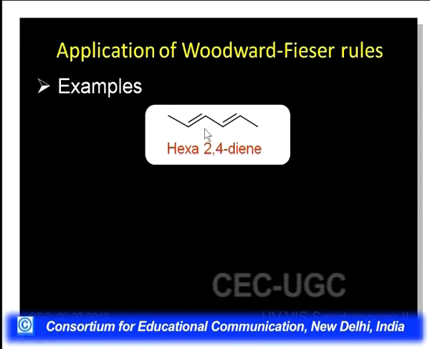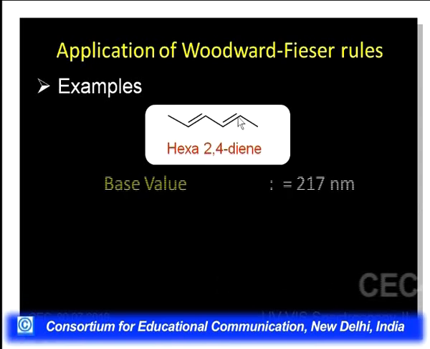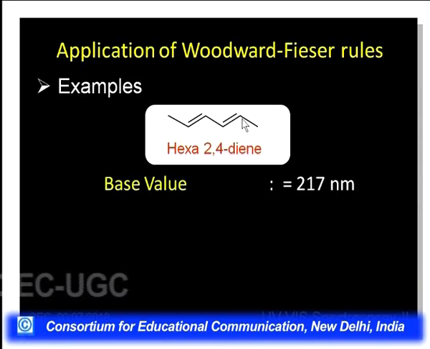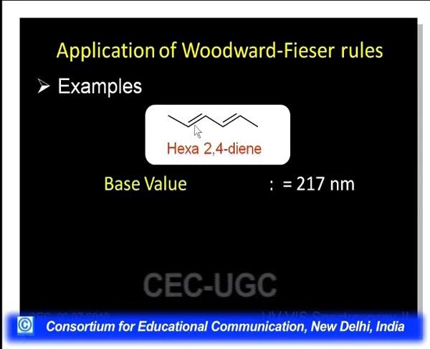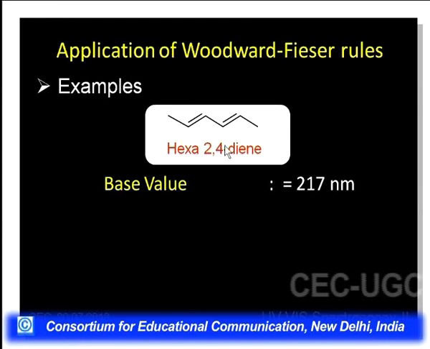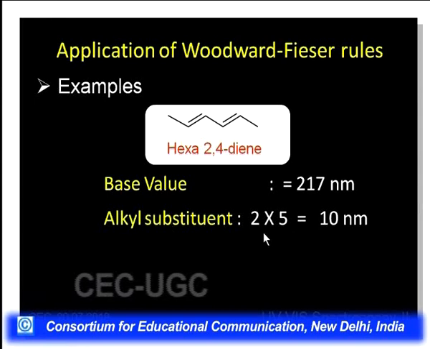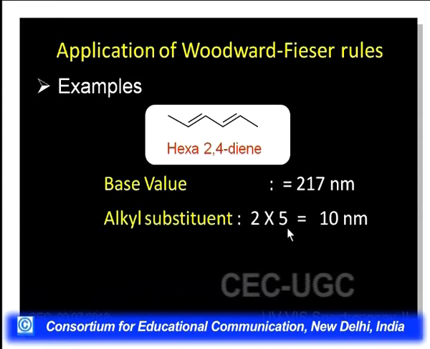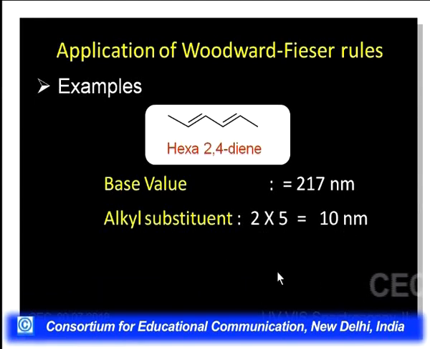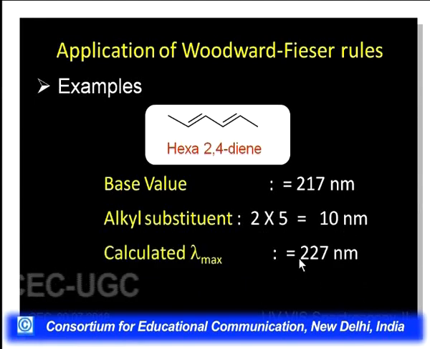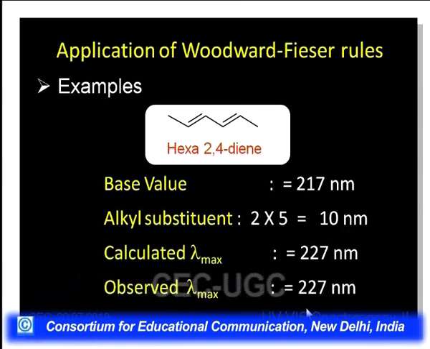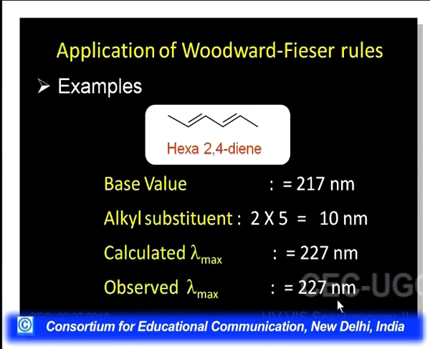Hexa-2,4-diene. So this is my chromophore there. The base value is 217. We have one substituent here and one over here. So we have to keep attention on the basic chromophore, locate that first, then look for the substituents. The substituents happen to be two of them. There are two alkyl substituents over there. So 2 into 5, the contribution is 10 nanometers. The predicted or calculated value is 227 nanometers. Observed also happens to be 227 nanometers there. So you can see how effectively we can predict the value of lambda max for a given molecule on the basis of Woodward-Fieser rules.